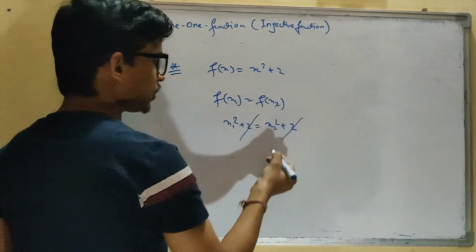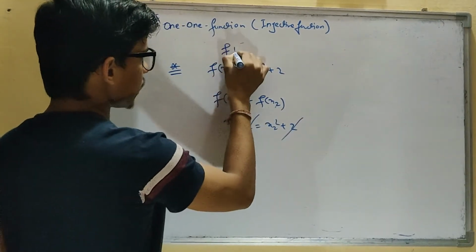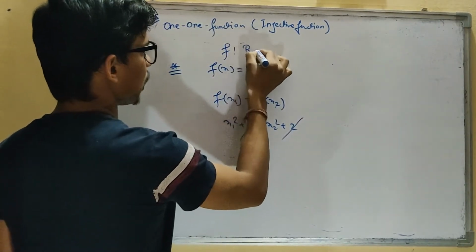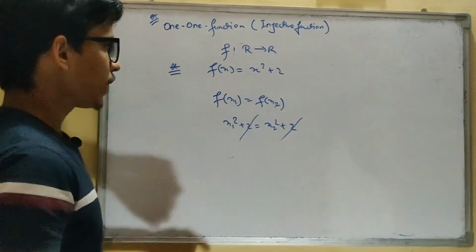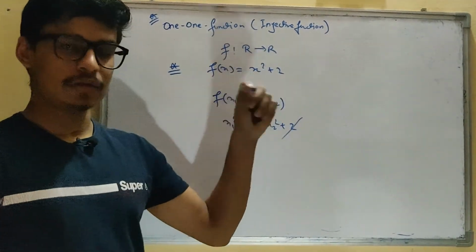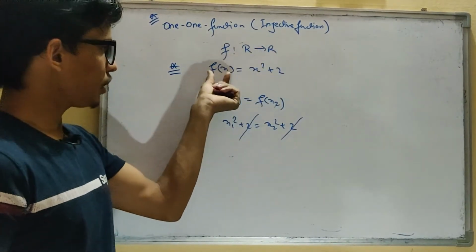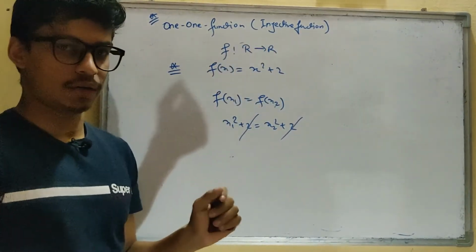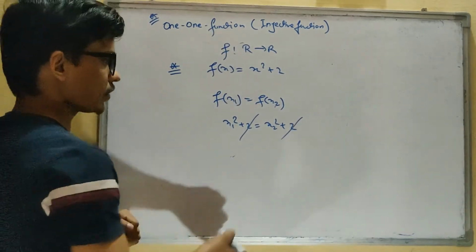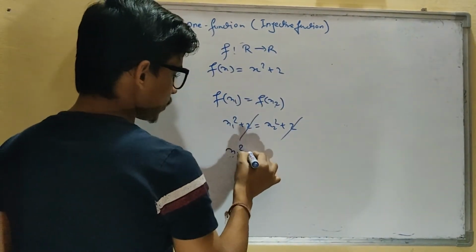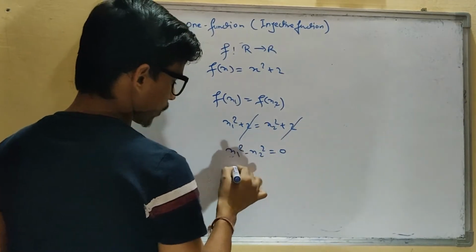Now 2 will cancel out with this, and one more thing, they sometimes write like this, R to R, right? What does it mean? It means first R is the domain, all x in this expression belongs to R, and here the second R means all values of f(x) belong to R. So this is what it means. Remember this.